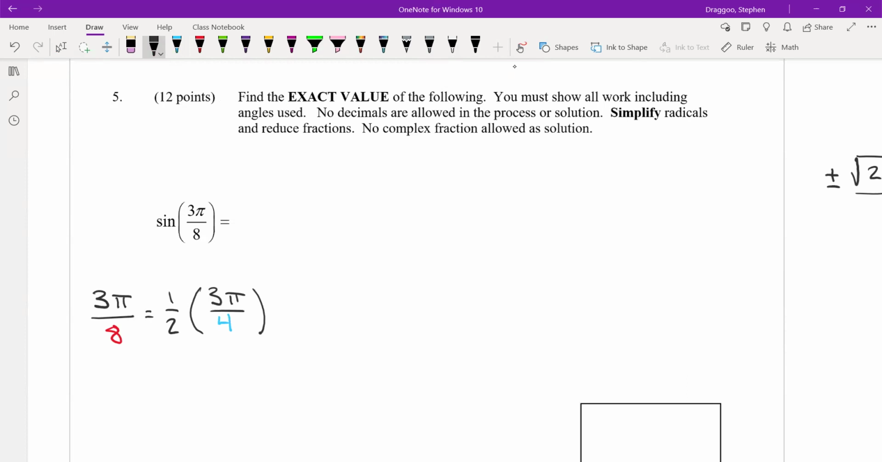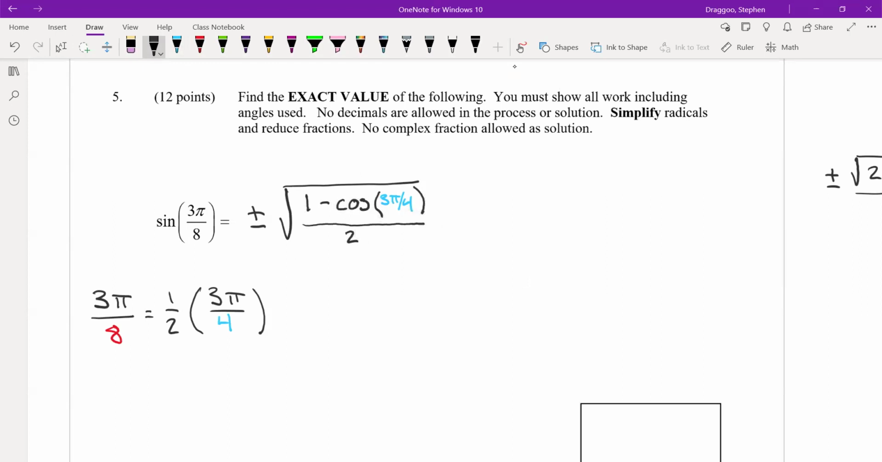So I'm going to go to a half angle formula for sine, which says that this should be plus or minus the square root of 1 minus the cosine of 3 pi over 4, all over 2. That 2 is still on the inside of our square root, I should note. Squeeze that down so it fits inside nicely.